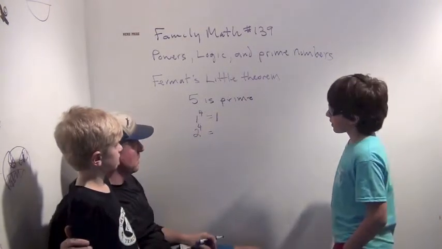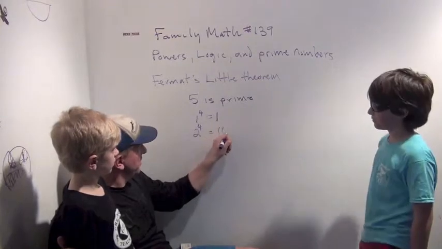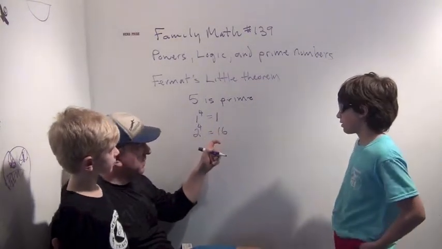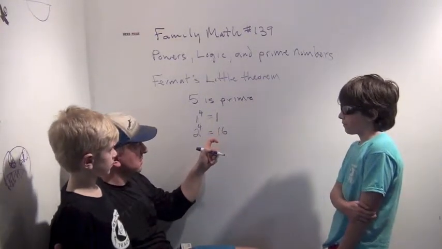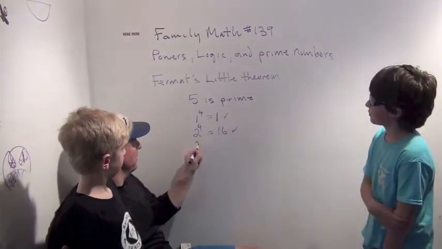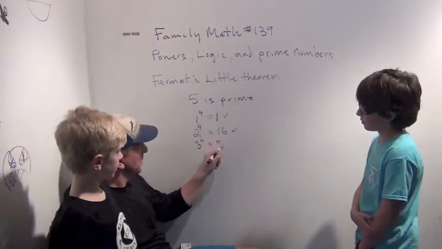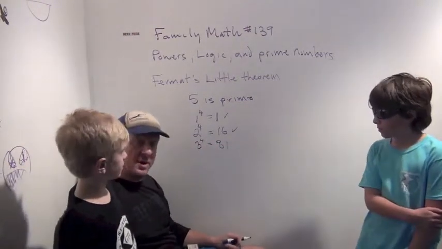2 to the 4th. Go ahead. That means this is 16. Okay, 2 to the 4th is 16. What's the remainder when 16 is divided by 5? Sorry, yeah. 1. Okay, so that works. 3 to the 4th, okay. Do you know? It's 81. What's the remainder when 81 is divided by 5?